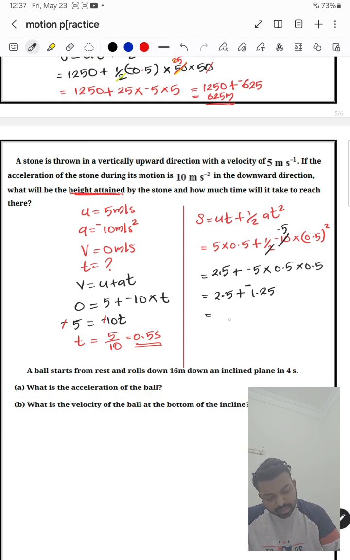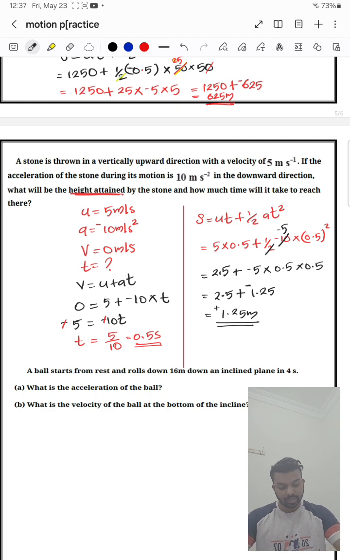And you know this is like the double of it. So the answer becomes 1.25 meters. This is the answer. This much height will be attained by the object. Clear? This is how we deal with this kind of questions. Clear or not? Okay, so now we go for the next kind of question.